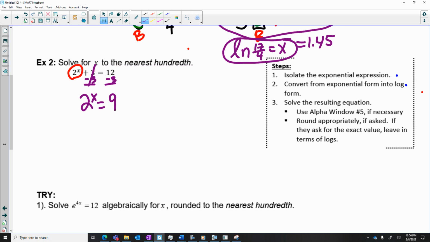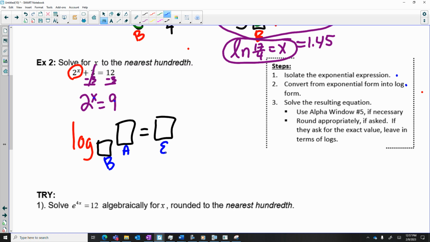Now I'm going to convert from exponential form to log form. So I'm going to write log, and I want you to think about what's going to happen here before I say it. You're going to keep the base, and then these two things are going to switch. Keep the base, so base 2 goes here, and the answer is going to be 2 to the x power equals 9. So that x and that 9 switch spots. And basically, now we're asking ourselves, 2 to what power equals 9? 2 to what power equals 9?